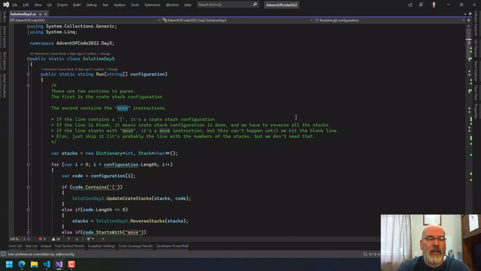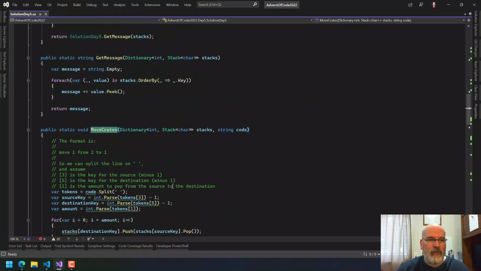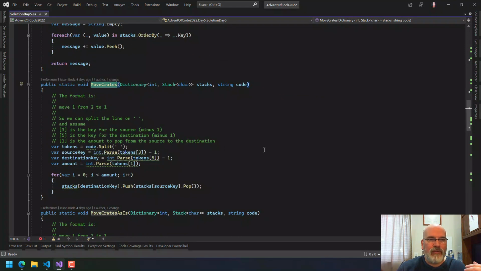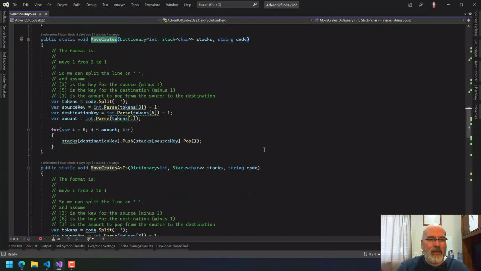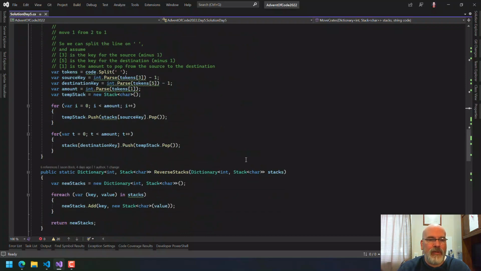Okay, and you had to figure out when you got the blank line, because that was your demarcation point between the two. The first is determining how I should configure my stacks, and then the second one is telling me how I should move the crates. So for example, if I go to move crates, you can see I'm just doing a split on the code, and I'm parsing out what I think the tokens are and figuring out how to push onto my stack the value for that thing. And you can see sometimes I'm doing move crates or I'm moving them as is, which is the second part. So each of these are done a little bit differently.